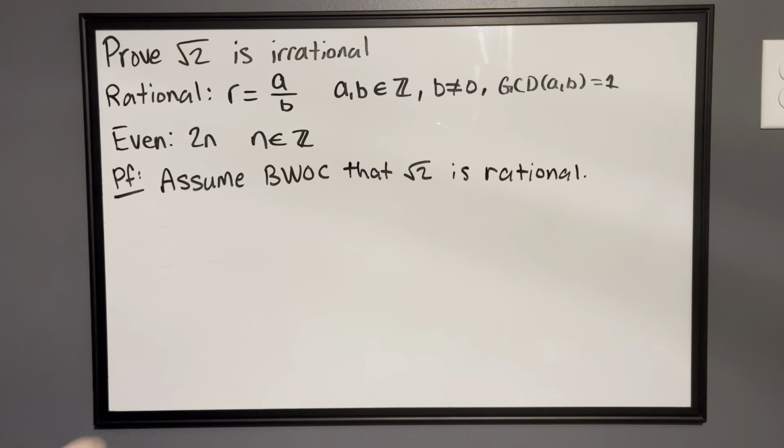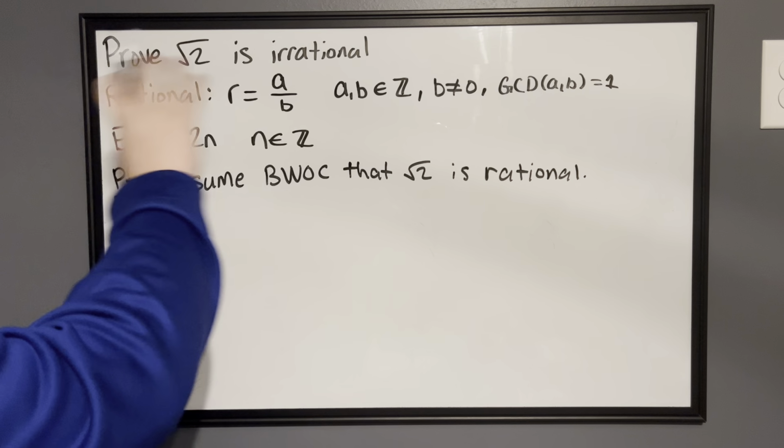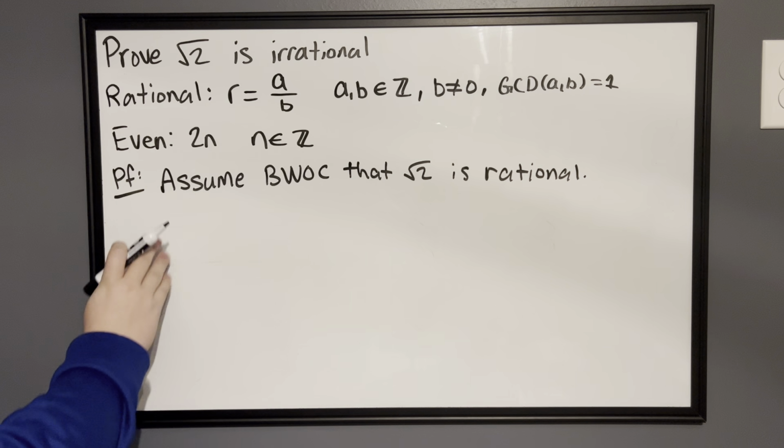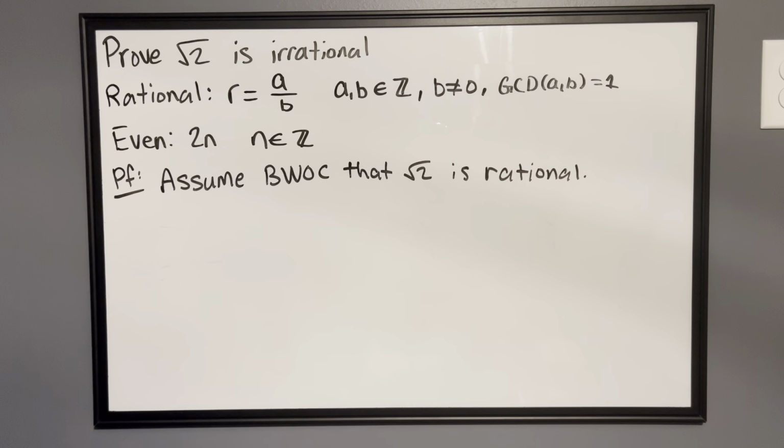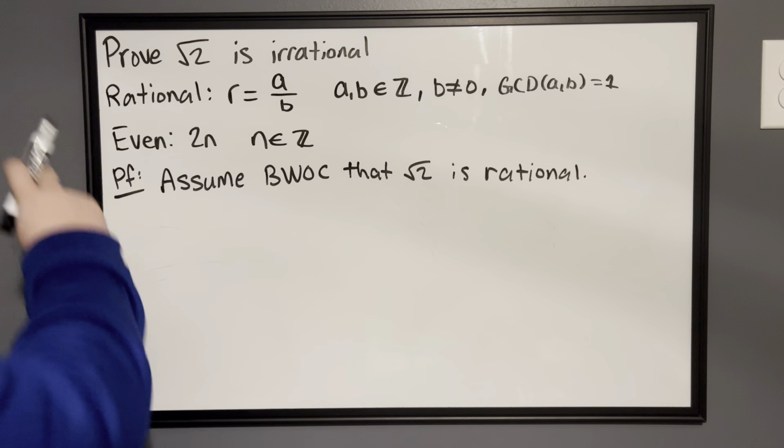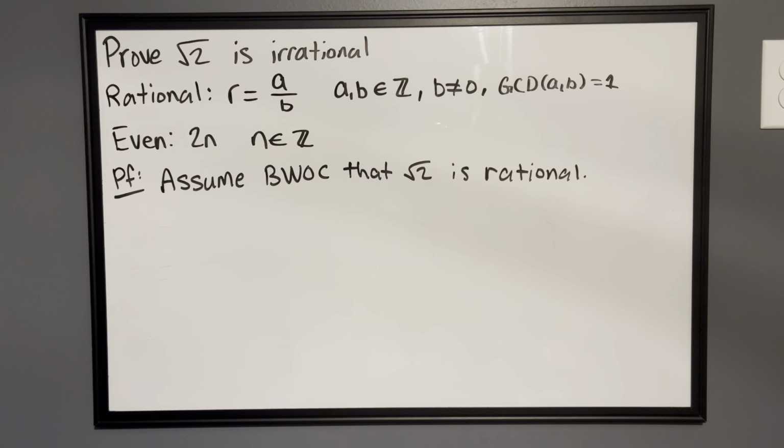So you can probably see what I'm doing here. When we say by way of contradiction, we're saying that, well, we're going to prove that the opposite is not true to prove that what we're actually trying to prove is true. So we're basically assuming the opposite and showing that that doesn't work. So that's the goal here. We want to make this not make sense. That way we can prove that it is an irrational number.